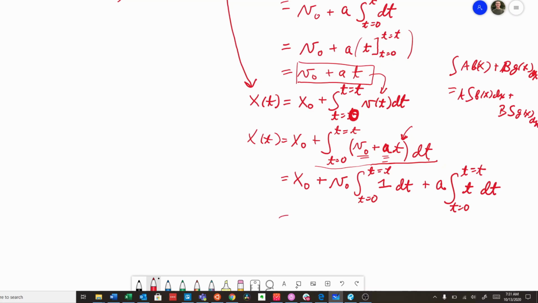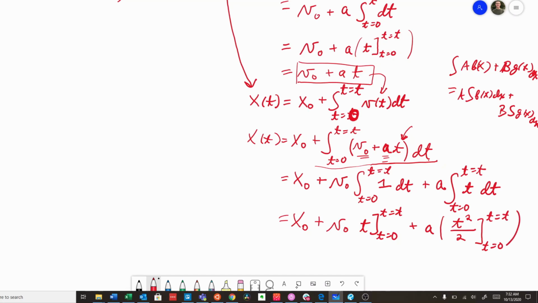And so I can take this here. Now I can do the antiderivative of 1. My favorite is just t. So t from t equals 0 to t equals t, plus a times the antiderivative of t dt. The antiderivative of t, remember, was t squared over 2. And I'll evaluate that from t equals 0 up to t equals t.